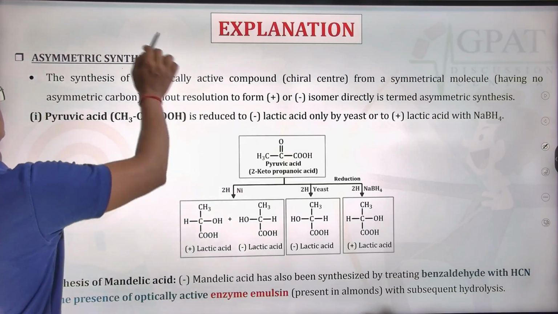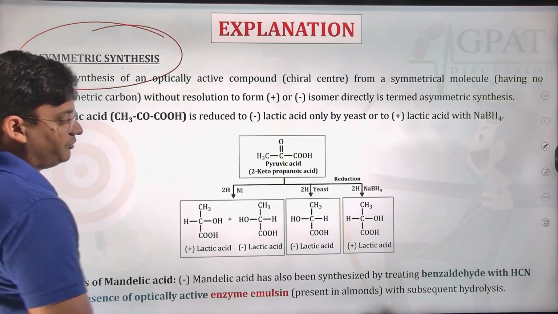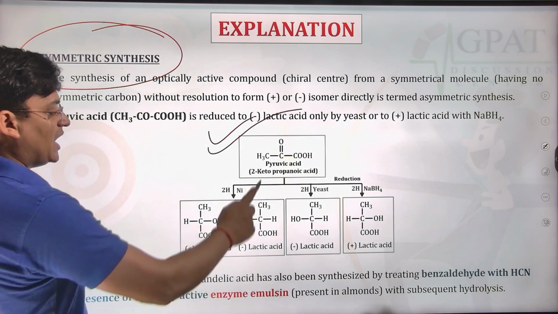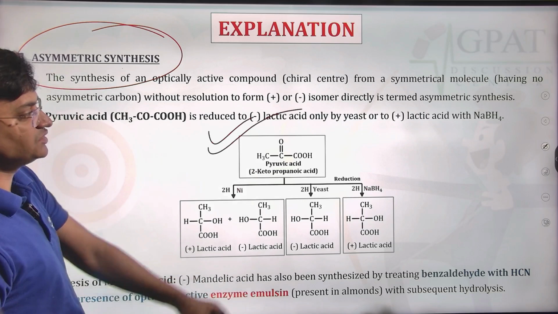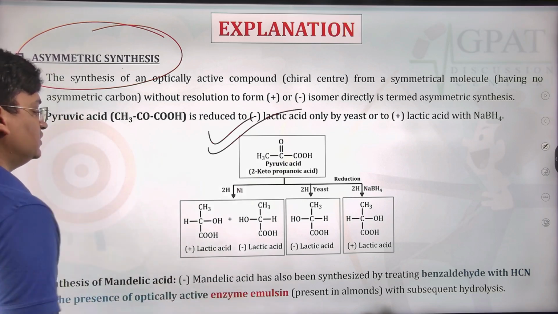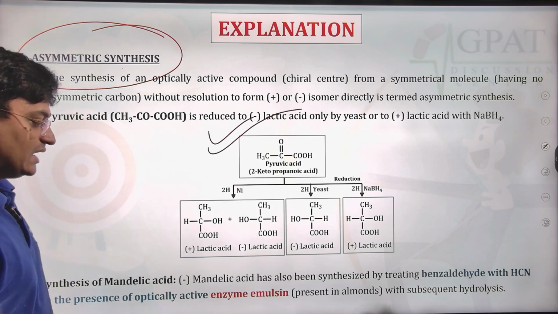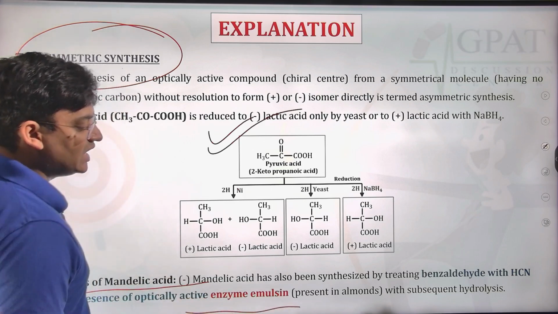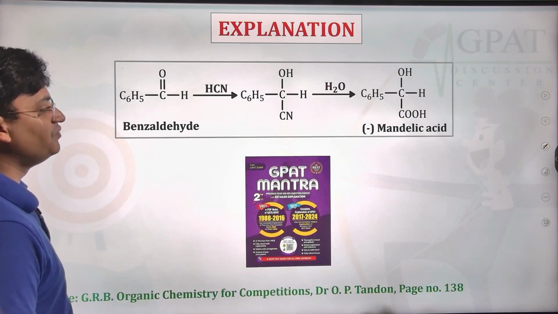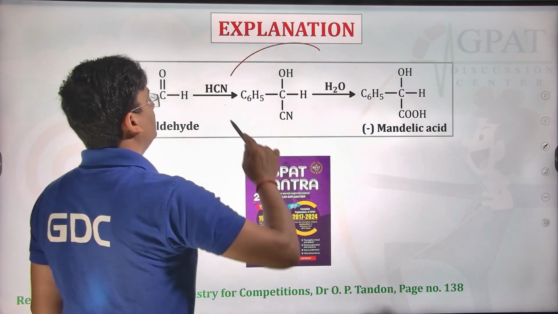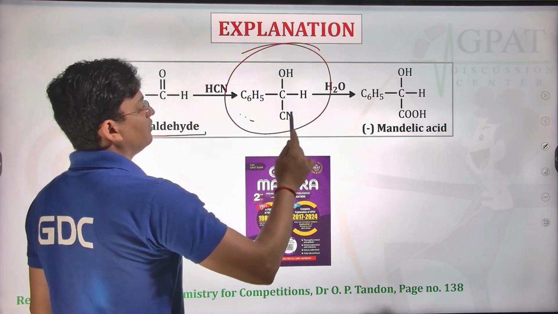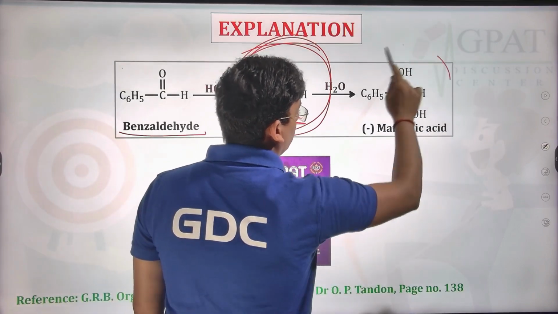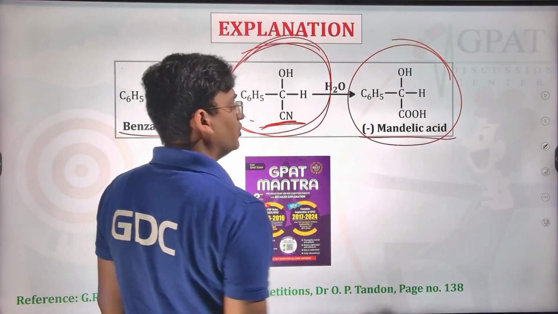They are related to asymmetrical synthesis. For pyruvic acid, if we use yeast and the reduction happens, this reduction can lead to the formation of lactic acid. But for the synthesis of mandelic acid, the enzyme emulsin can be used. My bad, this benzaldehyde is first converted into a cyano compound, then followed by hydrolysis to give mandelic acid.